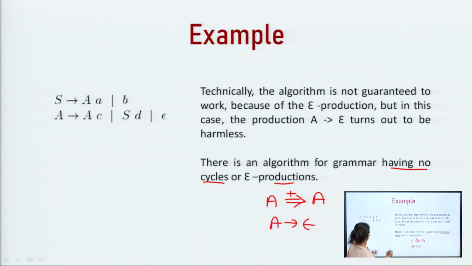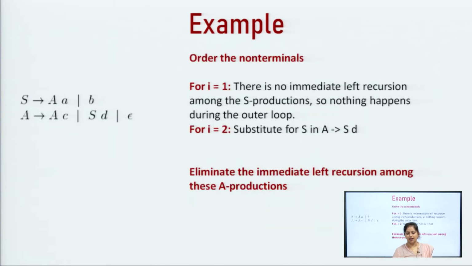Now, in this grammar again we are seeing that there is a production A to epsilon. Technically the algorithm is not guaranteed to work because of the null production, but in this case the production A to epsilon turns out to be harmless. So, here we are applying the algorithm without eliminating it. Now, we have this grammar and we will see the steps.